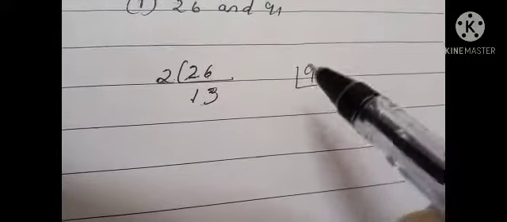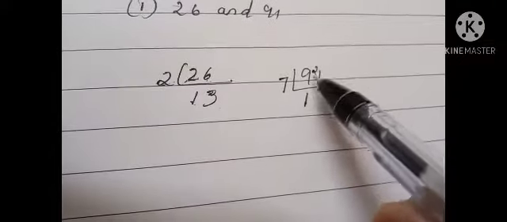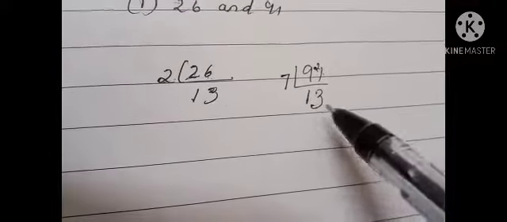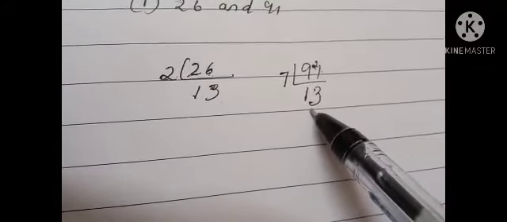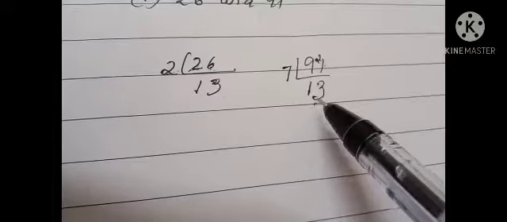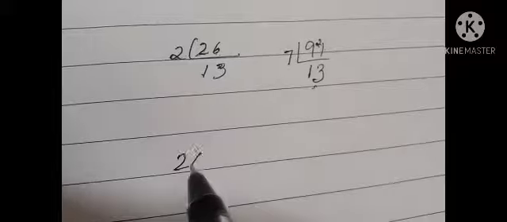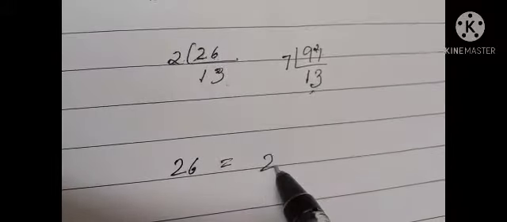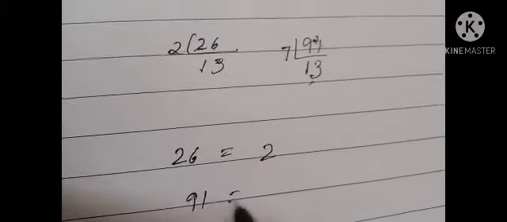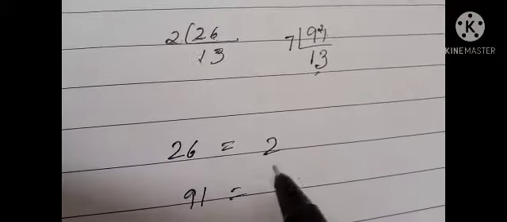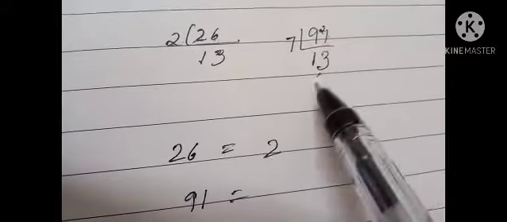Then we have to check that by 7. 1 7s are 7, then remaining 2. Then in 21, 7 3s are 21. So 13 we got. That means here 13 is a prime factor, prime number. So we have to stop this prime factorization. Then we have to write 26 equal 2 into 13. But this 91 has no prime factor as 2. So we have to leave the space. Then prime factor of 91 is 7 into 13.